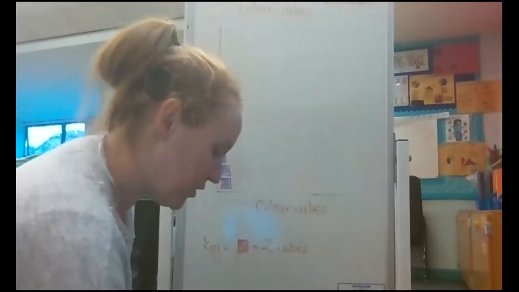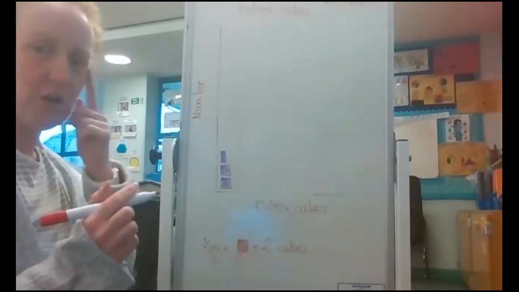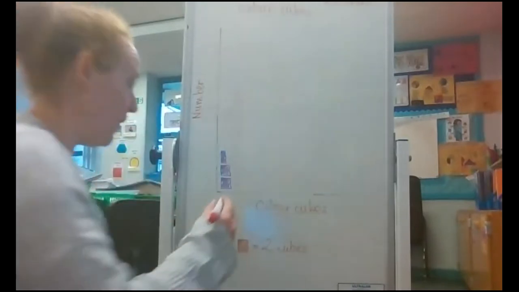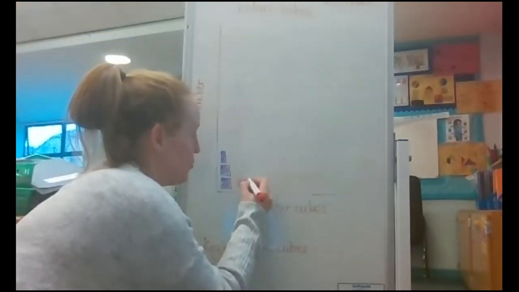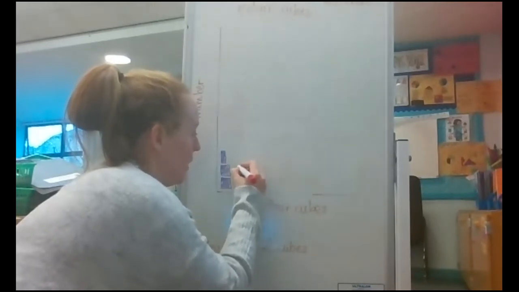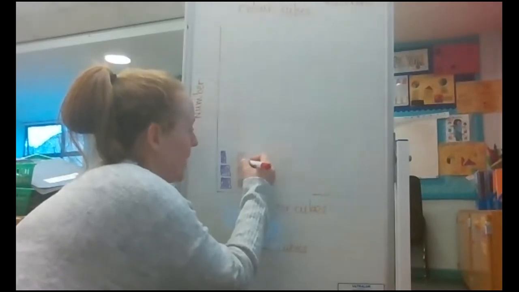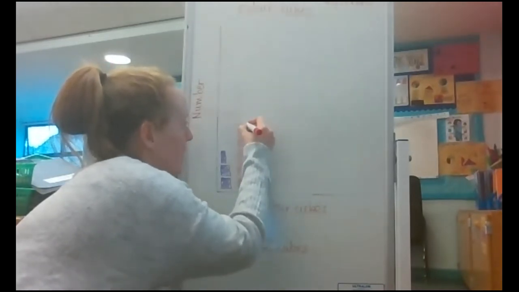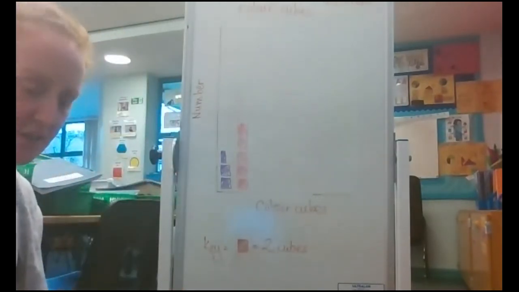Okay, for red, 1, 2, 3, 4, 5, 6, 7, 8, 9. I've got 10 red. So how many cubes do you think I need to draw for 10? If it's 2, 2, 4, 6, 8, 10. I need to draw 5. Now remember, they've got to be the same size as the ones you've already drawn. 2, 4, 6, 8, 10. 10 red cubes represented on there.